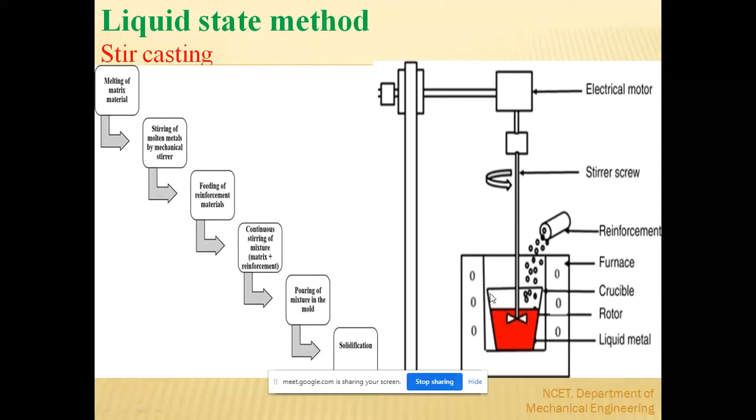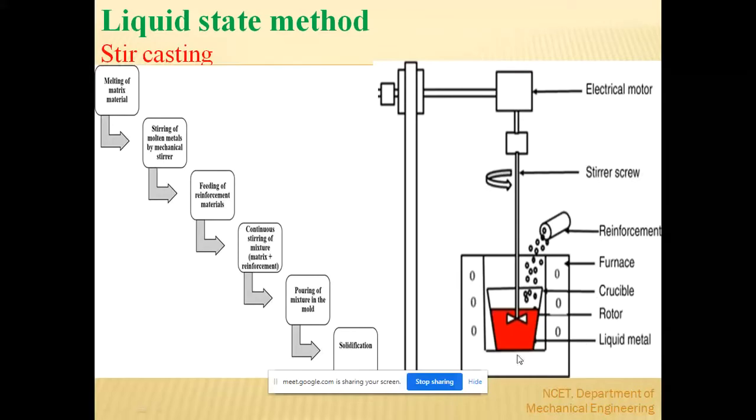After that, we need to take the crucible out and pour into the mold cavity. Then we need to allow it to solidify. Once it has solidified, you can go for machining according to our shape and size. Then that is going to be your exact shape.